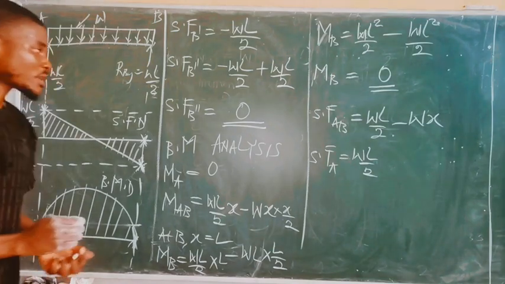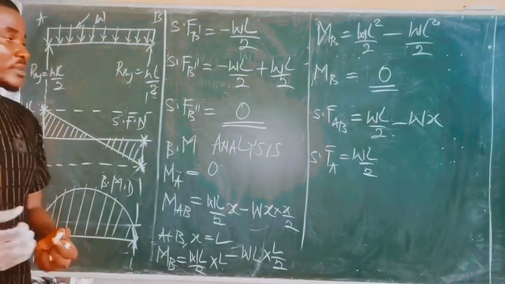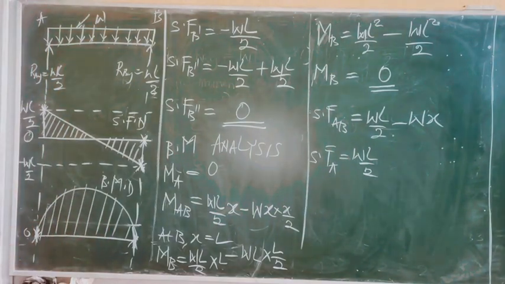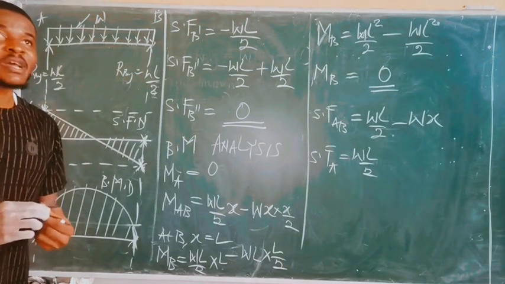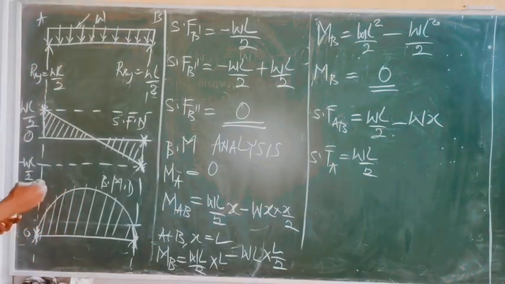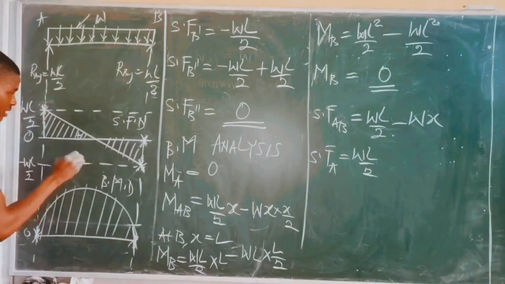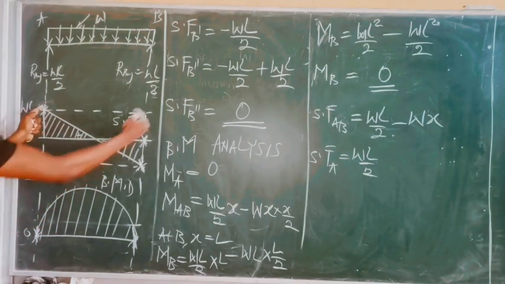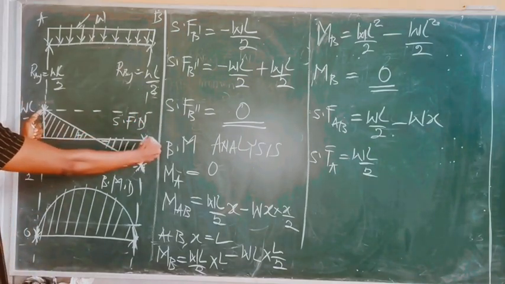Okay, so possible questions that could come out: you could be asked to find the point of maximum bending moment and the point of contraflexion, if possible. Now, the point of maximum bending moment is that point where shear force changes sign from positive to negative. We see that shear force changes sign here. This is positive and this is negative. So it changes sign from positive to negative between A and B. So it's always between A and B.